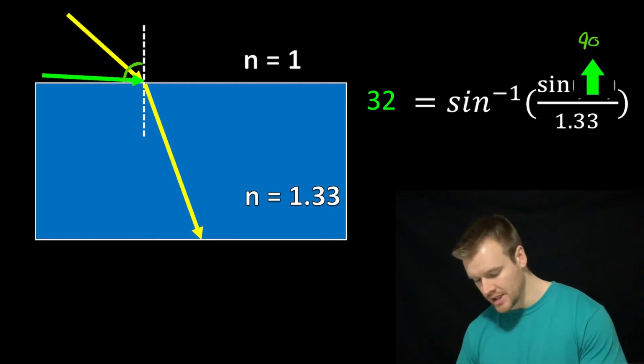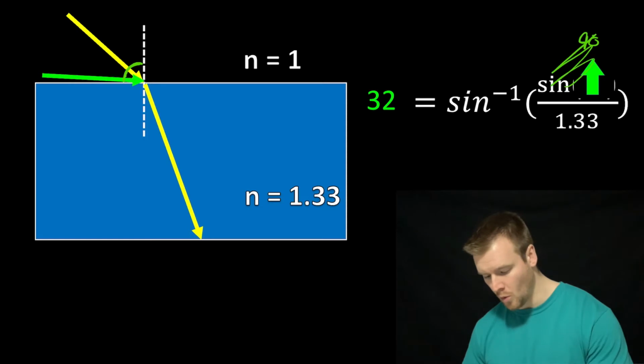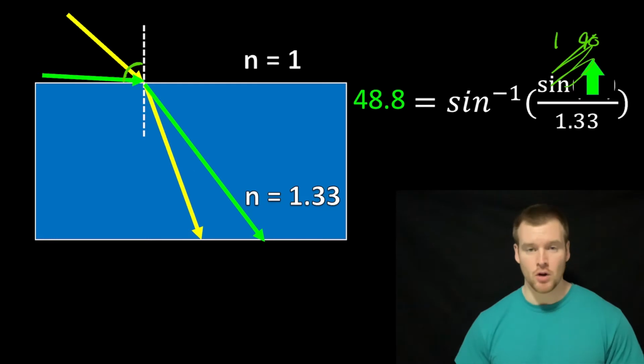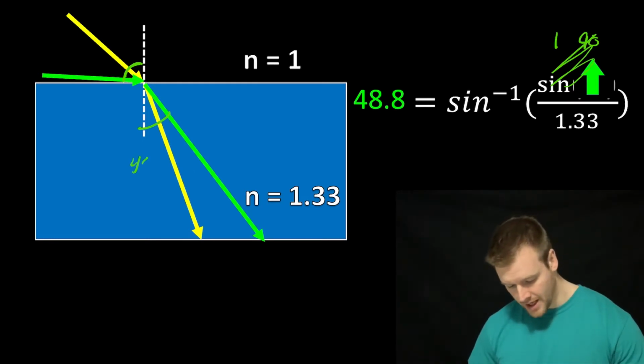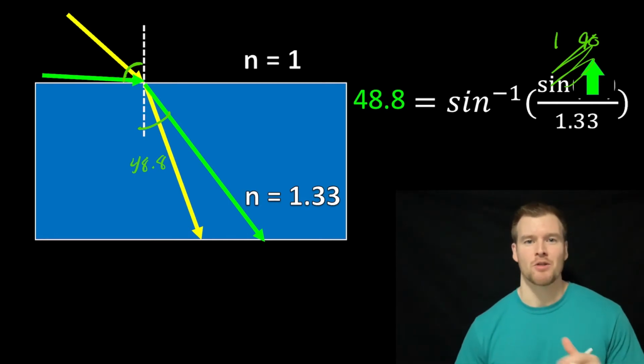So as that increases to approach 90 degrees, sine 90 is equal to 1. So I'm just going to put a 1 there. Then I take inverse sine of 1 over 1.33, and I would get a value of 48.8. So then my refracted angle would look like this, 48.8 degrees. So that's the max value that we can have for the refracted angle.